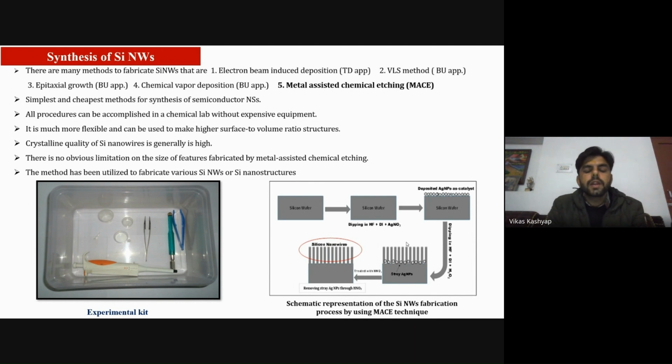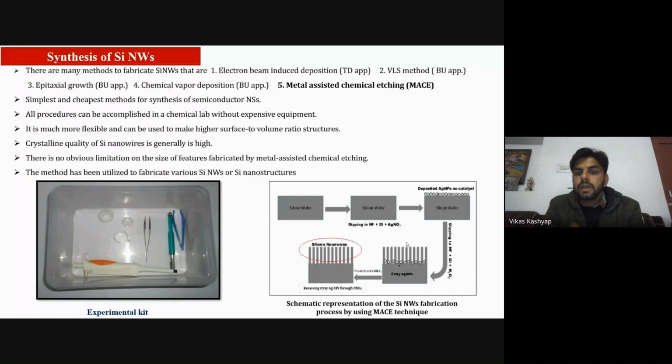This is the experimental kit which we have used. This is a very cheap method where we need only one or two pieces of equipment, like pipettes and a diamond cutter as well. The small bottles shown are the caps of tonic bottles, which we have taken from medical shops. And this is the schematic diagram of the formation of the silicon nanowire on the wafer.